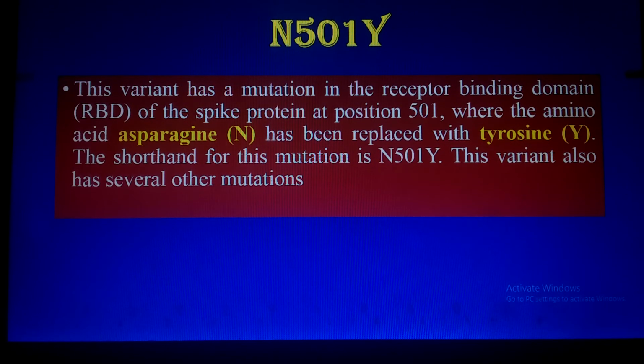You can see that the shorthand for this mutation is N501Y. So it is written, or you can say abbreviated, as N501Y. Why is it called 501? Because the mutation occurs at this position, at which the asparagine has been replaced with tyrosine. Asparagine is replaced by tyrosine. Keep it in your mind.